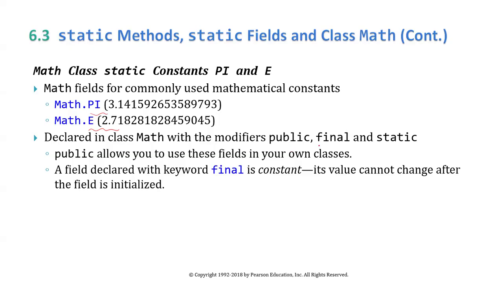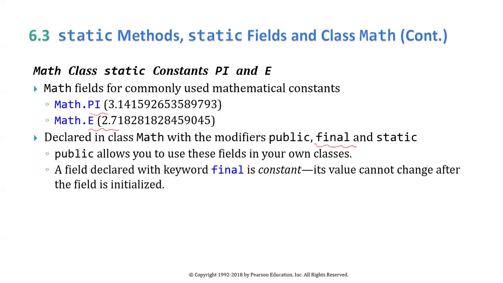And we have also mentioned something about final in chapters 2 or 3. And there we declared a final constant using pi, but we declared such a value by ourselves rather than calling Math.pi there. So once we use the final keyword, that means its value cannot change after the field is initialized.